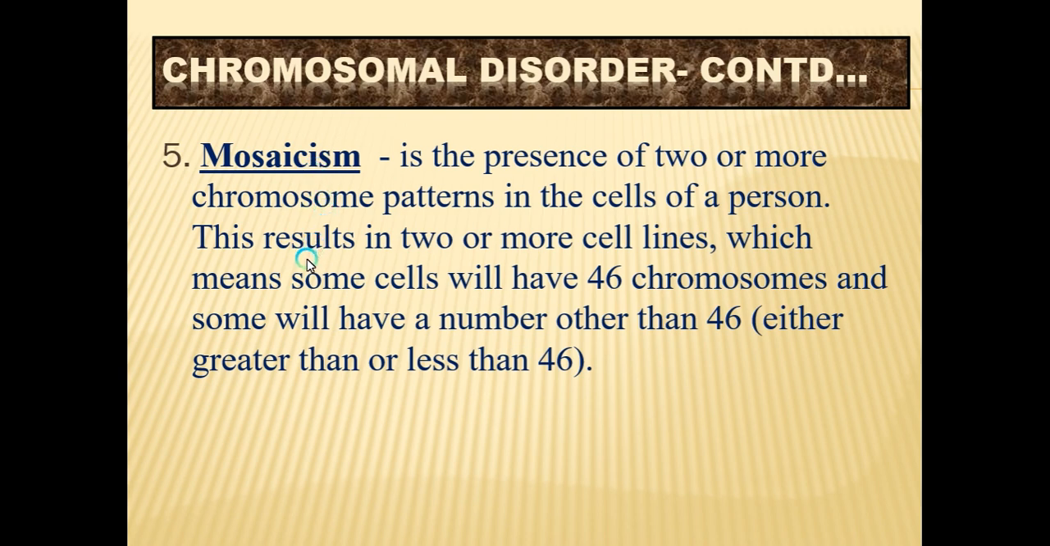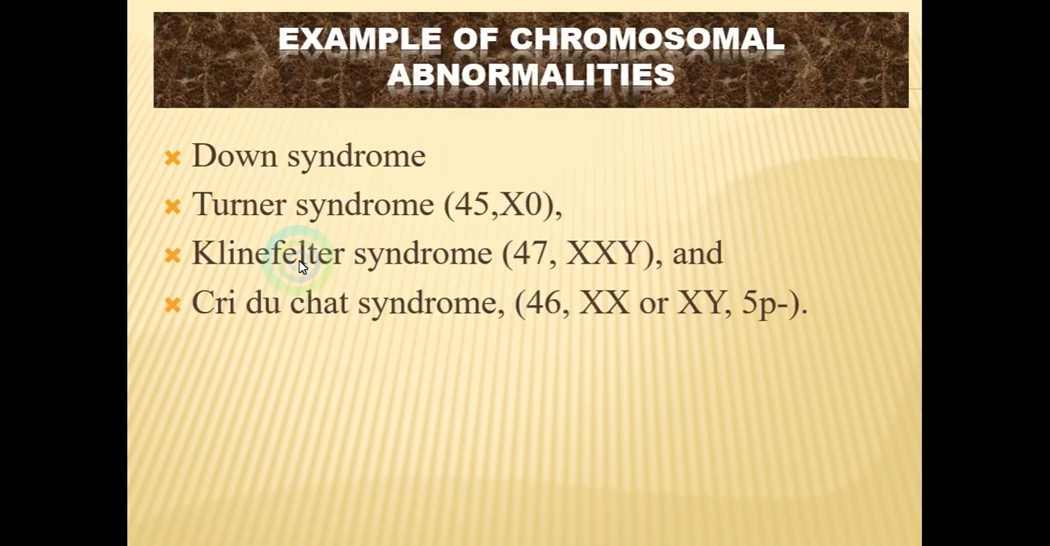These are the different types of chromosomal disorder. We have discussed different chromosomal disorders like translocation, mosaicism, deletion, inversion and aneuploidy. This is what we have already discussed. Now these are examples of chromosomal abnormalities: Down syndrome, Turner syndrome, Klinefelter syndrome and Cri-du-Chat syndrome.